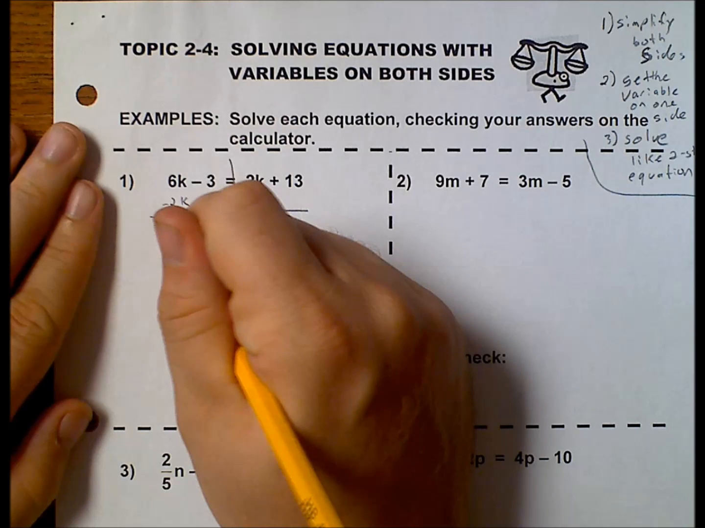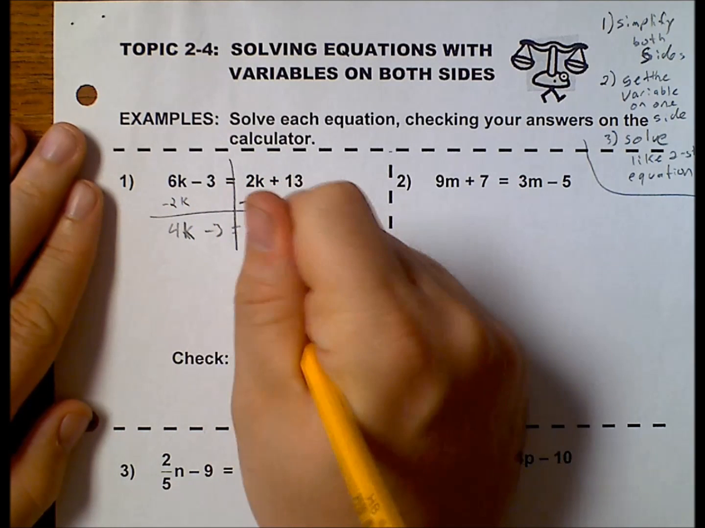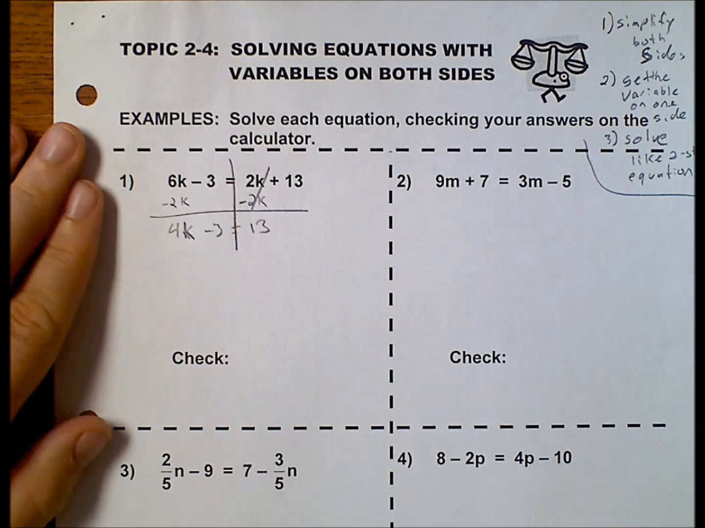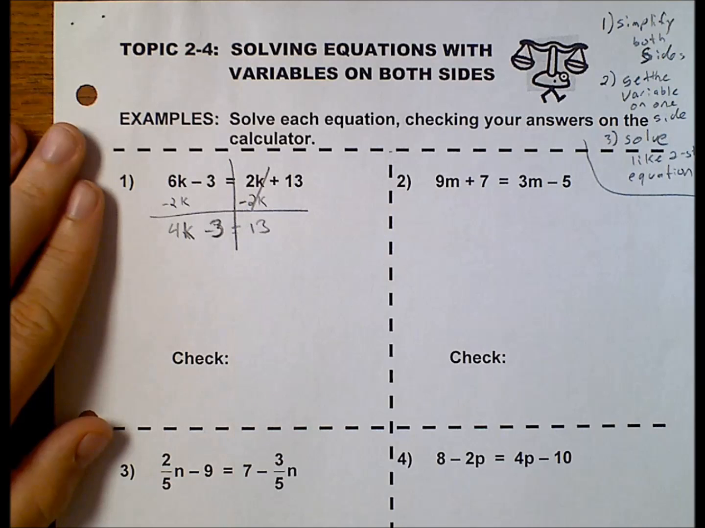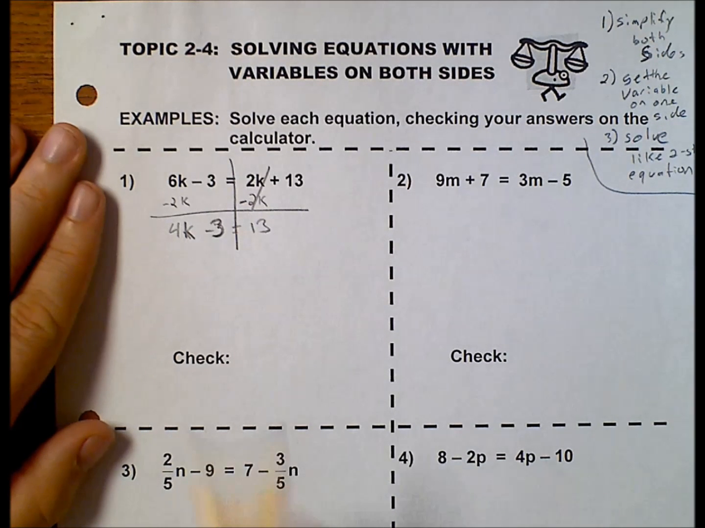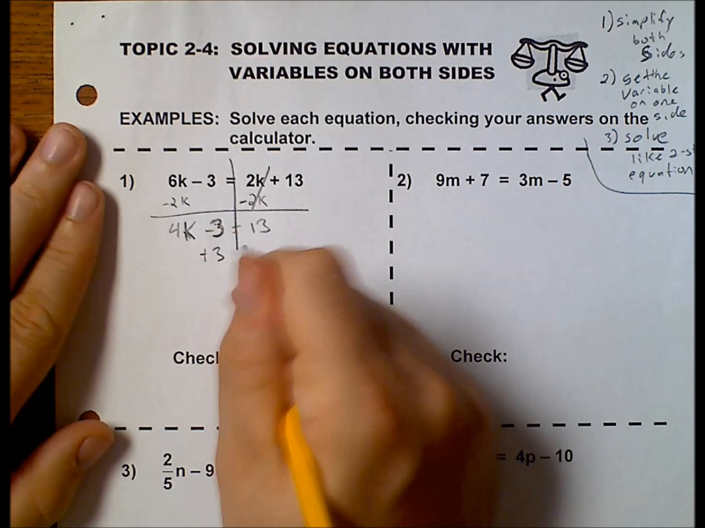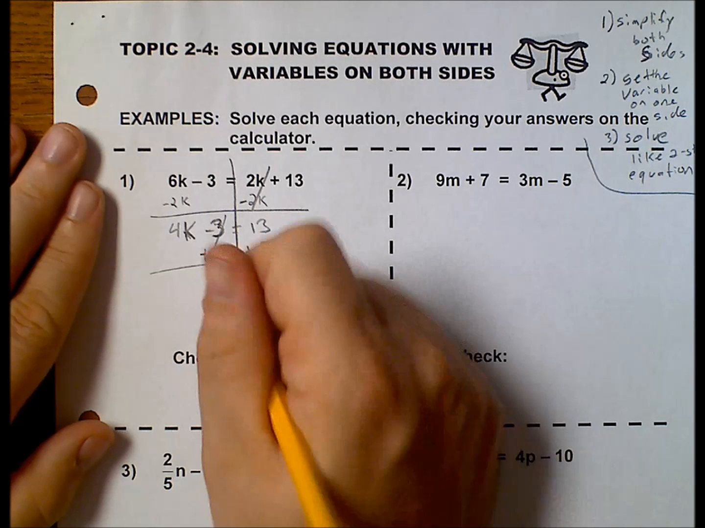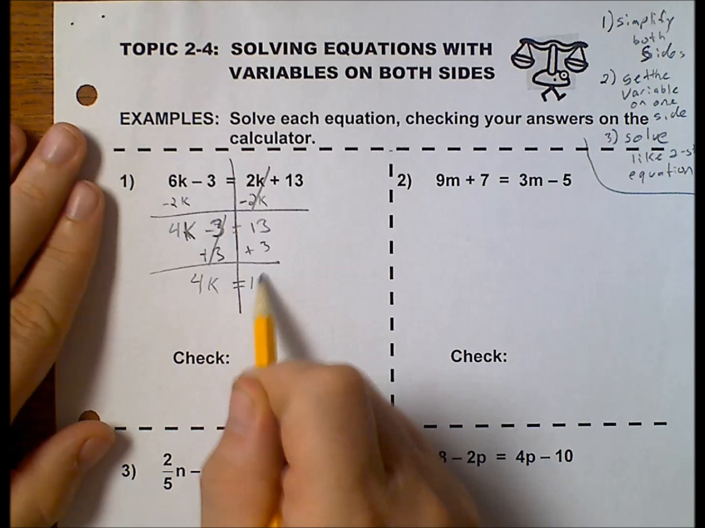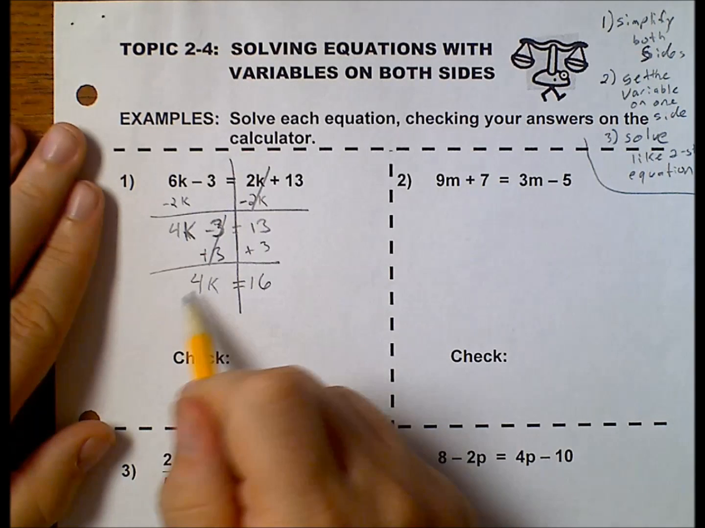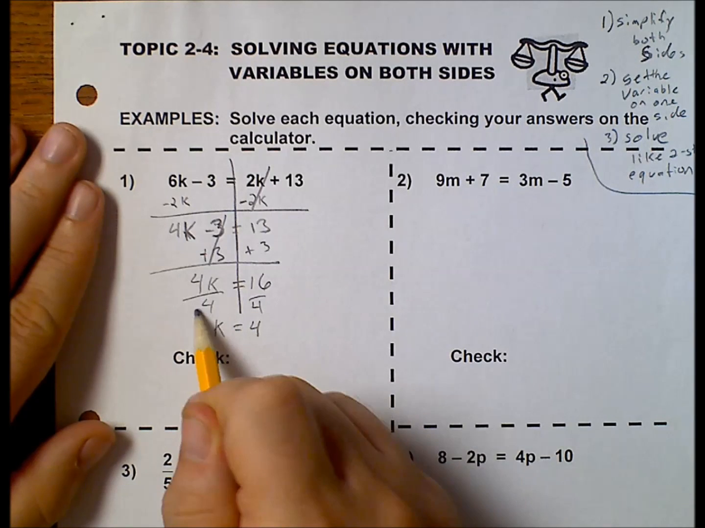So that gives me 4k minus 3 equals 13, because those canceled. And now, this is just a two-step equation from topic 2-2. So I need to get what's not a variable onto the other side. Add 3. And we get that 4k equals 16. And now when we divide both sides by 4, we get that k equals 4.